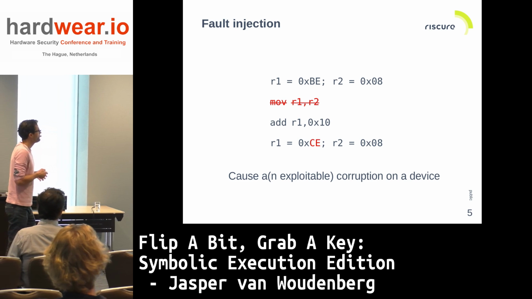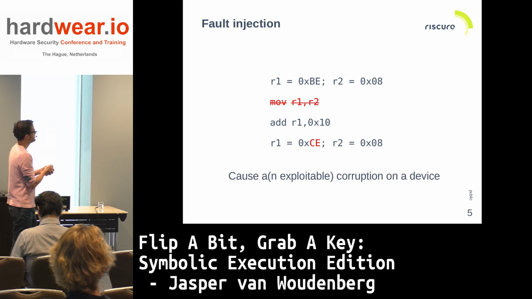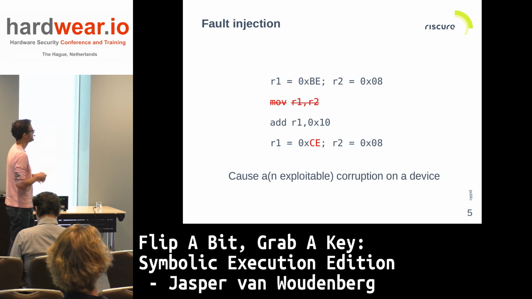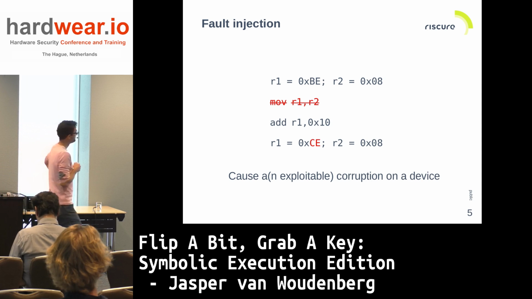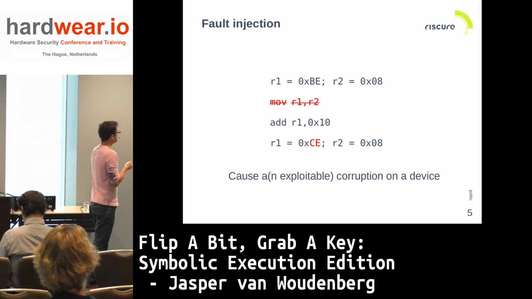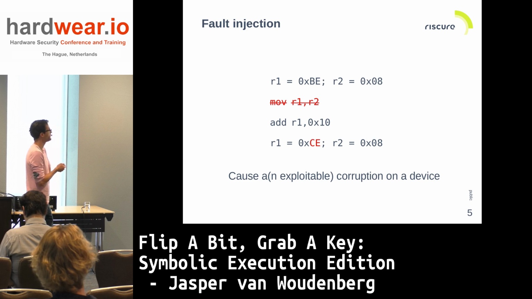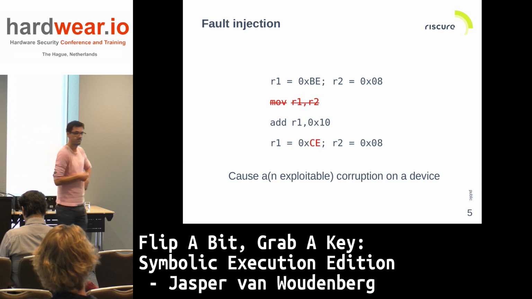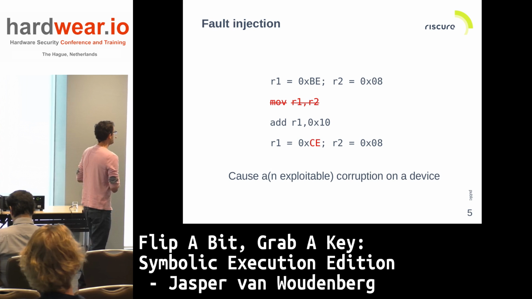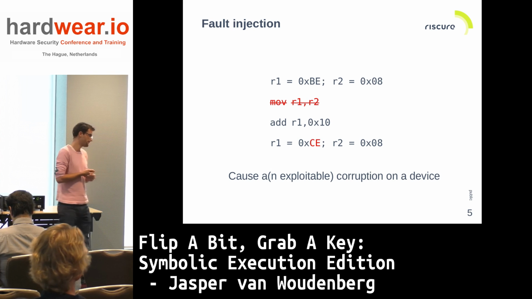So with these powers, let's say that we're back to this state, and I hope I don't have a mistake in this slide as well. We have one register value which is BE, and we have another one which is 8. But now we skip this whole instruction and continue executing. We add 10 to R1, and now all of a sudden we see the output is CE. So we've actually caused a fault in this device.